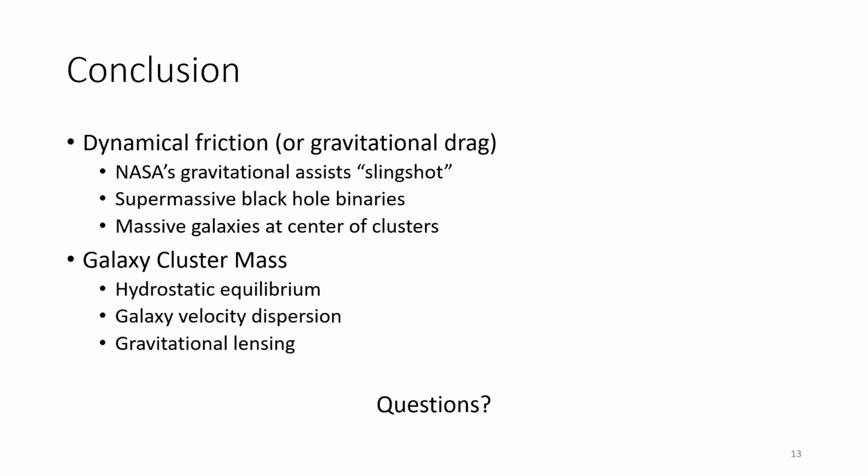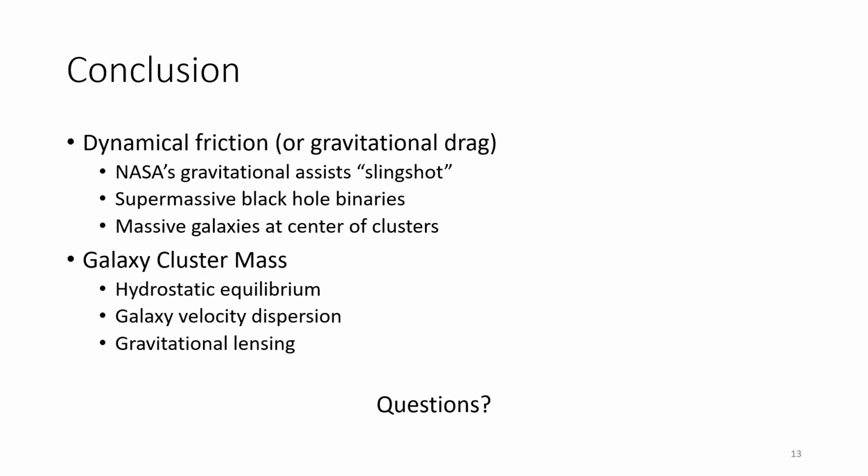So, to summarize, we learned about dynamical friction and discussed a few different important cases, such as energy boosts for satellites and spacecraft, the formation of supermassive black hole binaries after the merger of two galaxies, and the structure of galaxy clusters. Then there are three common methods for determining the total mass of a galaxy cluster.